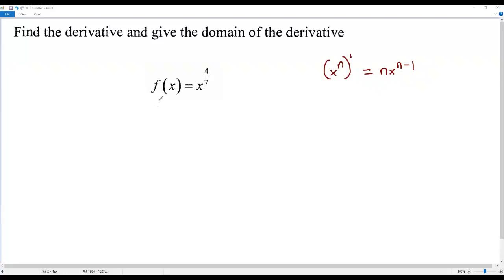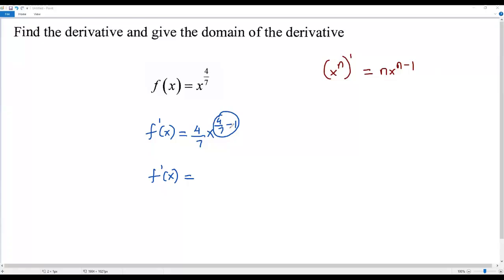So now let me find the derivative of f of x, that is f prime of x. To get the derivative, I have to bring this exponent 4/7 in front of x and subtract 1 from the exponent. Then I'll get 4/7 times x to the power 4/7 minus 1. Now I have to simplify this. Here there is 1 subtracted from the fraction 4/7.